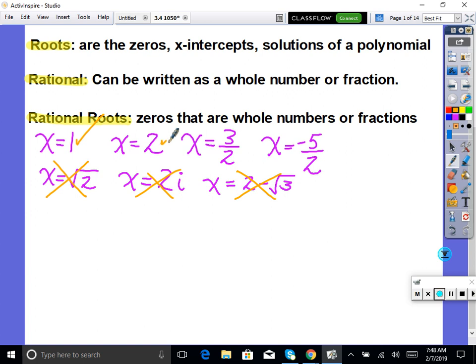Now, these: rational root, rational root, rational root. So rational roots are roots that can be written as fractions or whole numbers. Now, think about it. These types of roots come from the quadratic formula: x equals negative b plus or minus the square root of b squared minus 4ac, all over 2a. So just keep that in mind.